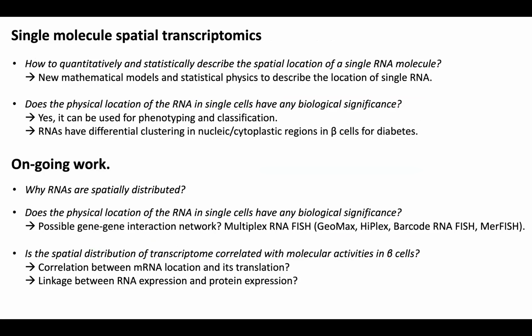All right, so as a biophysicist, I'm very interested in why the RNAs are spatially distributed. And another practical question for this work is, does the physical location of RNA have any kind of biological significance? And how can we correlate these transcriptomic features we identified from the beta cells with other beta cell functions, as well as some clinical implications?